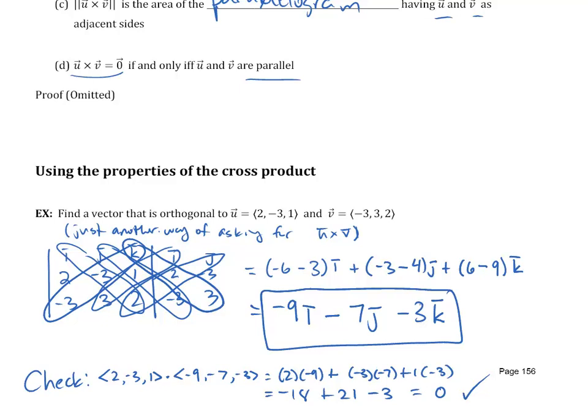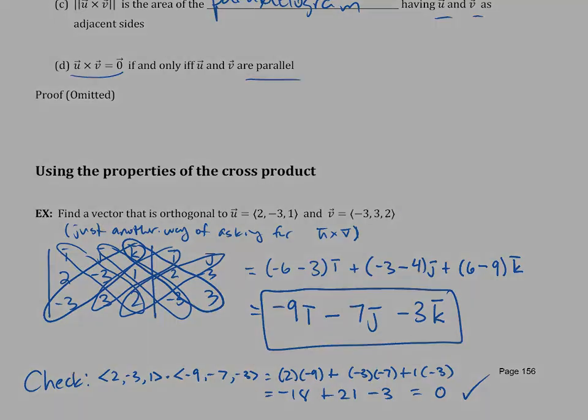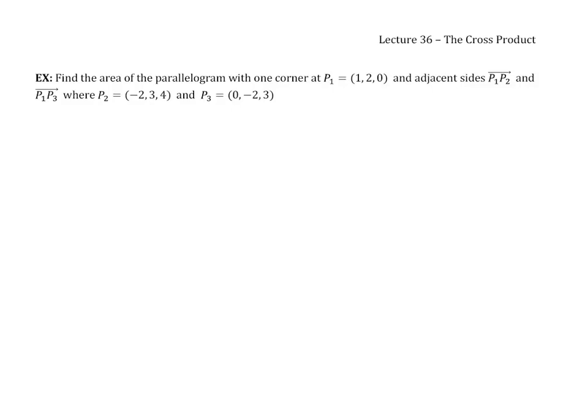You can check and do this with v as well, and you'll see that you'll get, in fact, 0 if you dot my answer with the original v. That's another verification that we found the vector that's orthogonal to both of them. At this point, we have 3 points given to us. P1 is 1, 2, 0. P2 is -2, 3, 4. And P3 is 0, -2, 3.